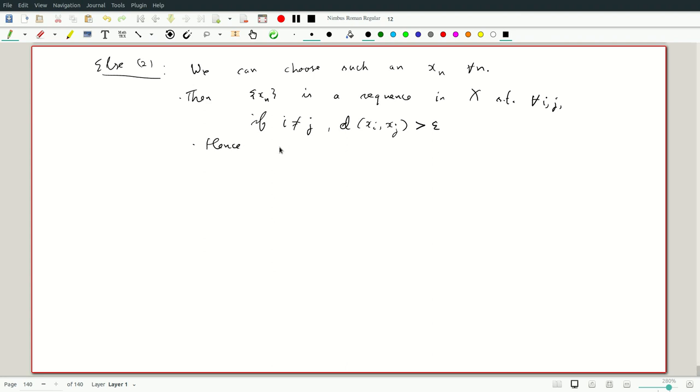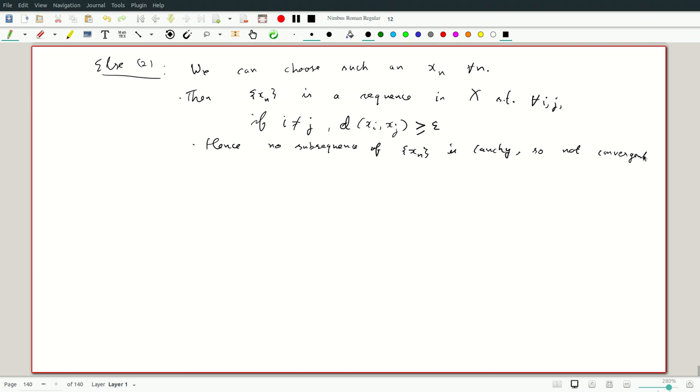Hence, no subsequence of xn is Cauchy, not even close to Cauchy, because we take this epsilon as the given, greater than or equal to epsilon. Okay, we have a sequence this way, because eventually all points in the subsequence have to be distance less than epsilon, but no pair of points is less than epsilon. Okay, so not convergent.